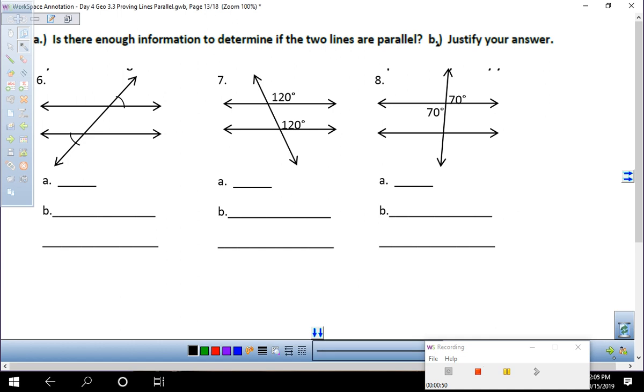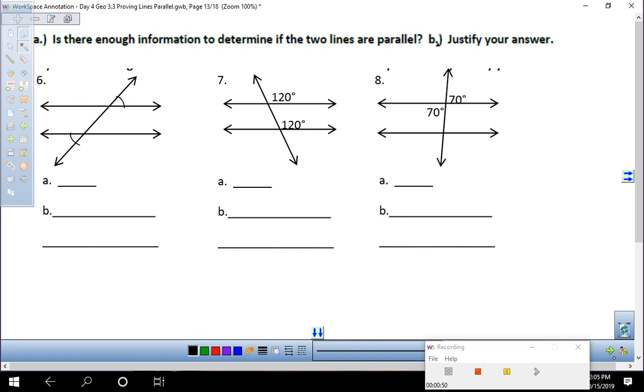Alright, so with problems like these, we're going to be given some information in each of these figures. And part A wants us to decide if those lines are parallel. Is there enough information for us to determine if they are parallel? And then B wants us to justify why.